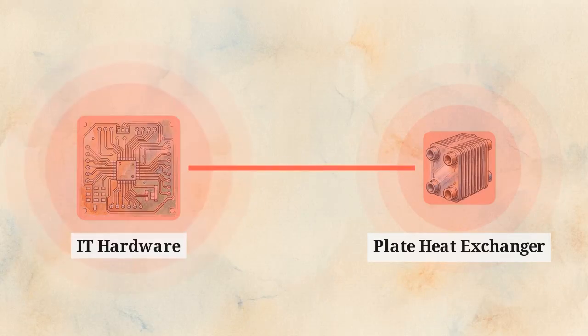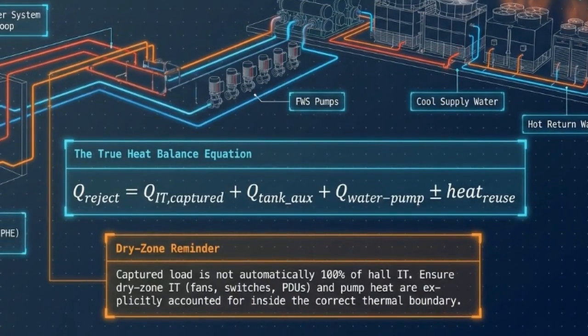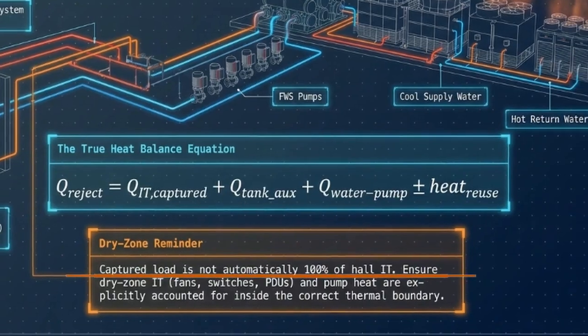This diagram shows the macro true heat balance equation that must be solved outside the building. Whether you use dry coolers or cooling towers, the total heat rejected must equal the captured IT load plus auxiliary heat plus the facility water pump heat minus any heat reuse. You cannot assume the fluid load accounts for 100% of the data hall's energy.